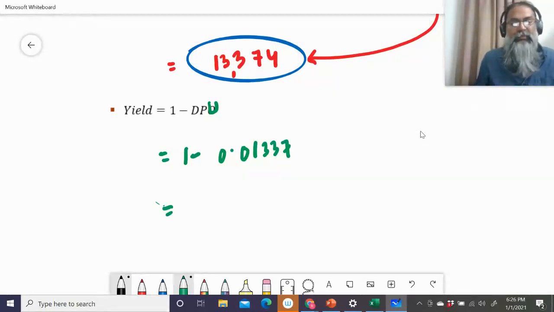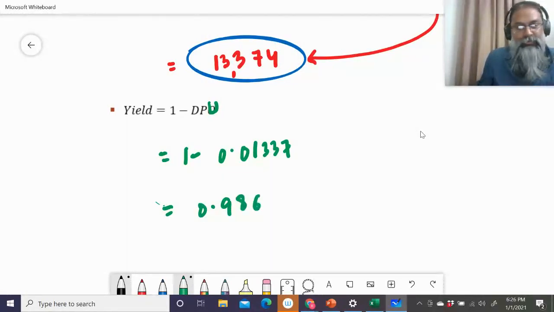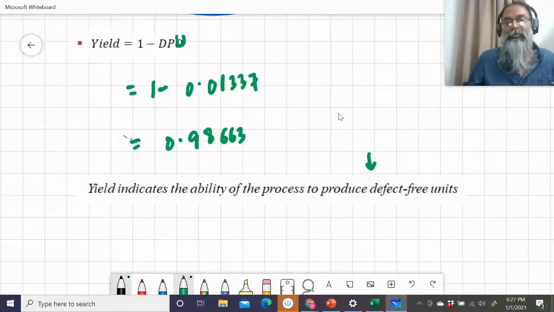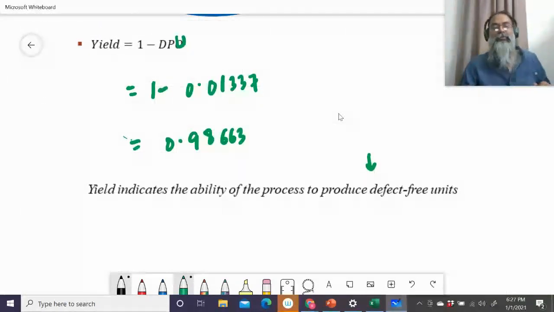So what is our yield here? The yield is about 0.98663. Now what does it mean? Yield indicates the ability of the process to produce defect-free units. So the process has the ability of 98.663% of not producing any defect. So it gives you important information here too.